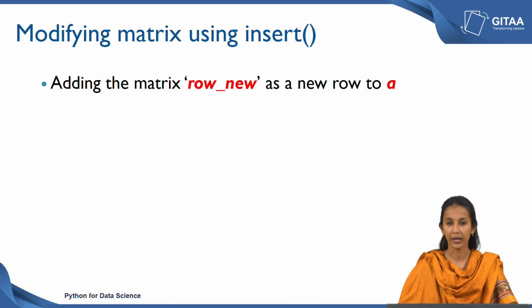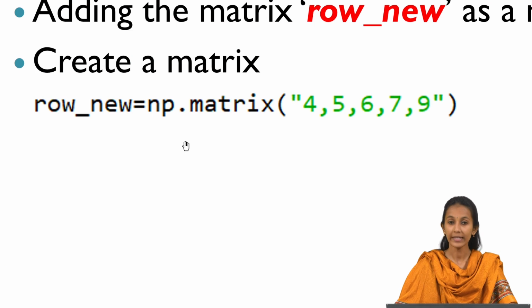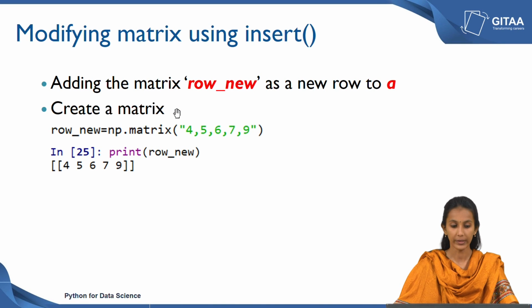So first we will create a matrix row_new and we will add it as a new row to the existing matrix A. So in the A matrix, the dimensions will now be 3 cross 5, right? So we need to supply 5 values for the row matrix. So np.matrix, inside the parenthesis I am specifying the values for the row matrix and storing it in a matrix row_new. When you print, 4, 5, 6, 7, 9 will be printed. Let's see how to add this matrix to the existing matrix A.